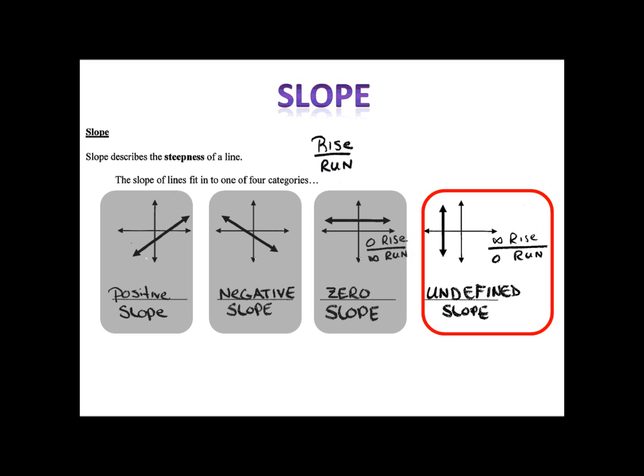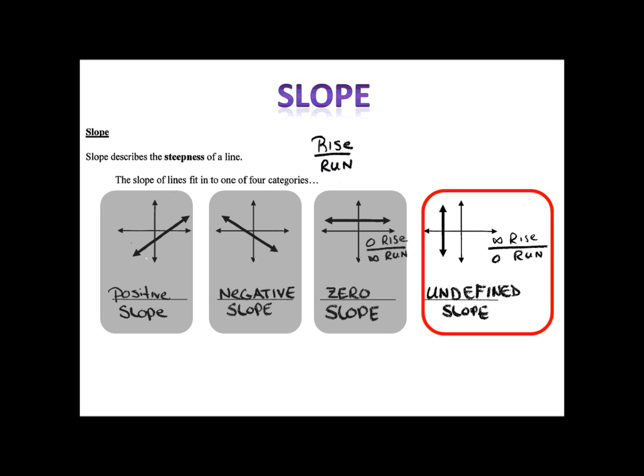A vertical line has an infinite amount of rise, but no run. If we look at our fraction, we would have a 0 in the denominator. And we can't have 0 in the denominator of a fraction. That's undefined. So if we have a vertical line, we say that it has undefined slope.